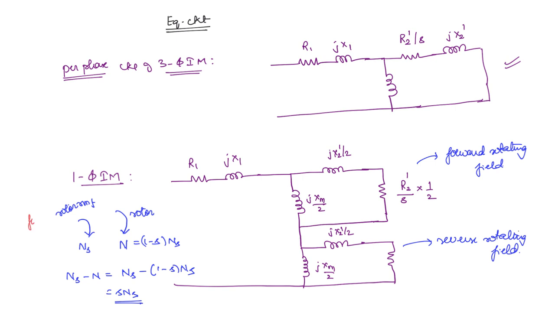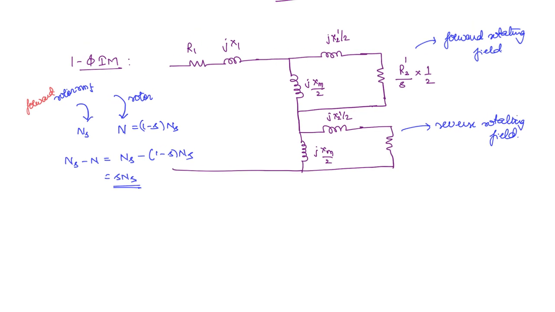Now understand that this is the forward rotor RMF speed. What will happen to the reverse rotor RMF? This will move at a speed of ns only, but in the opposite direction. So in the same direction, you can write minus ns. Now what about the rotor? Rotor is in the same direction, 1 minus s times ns.